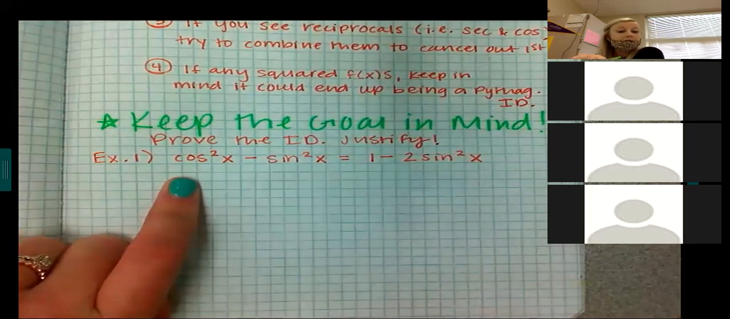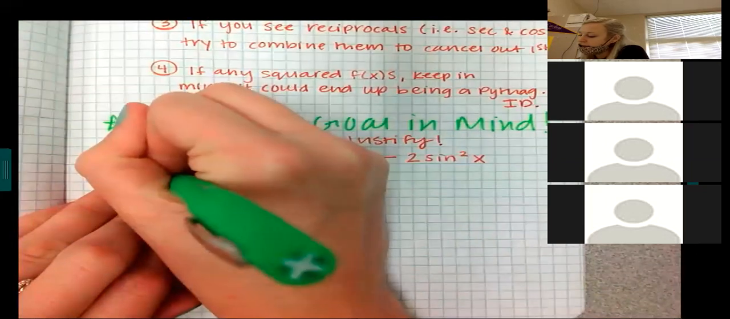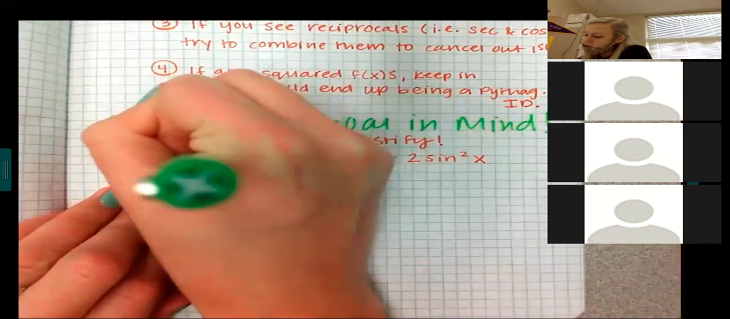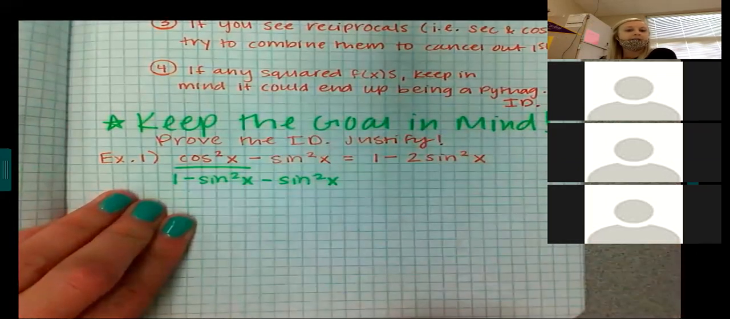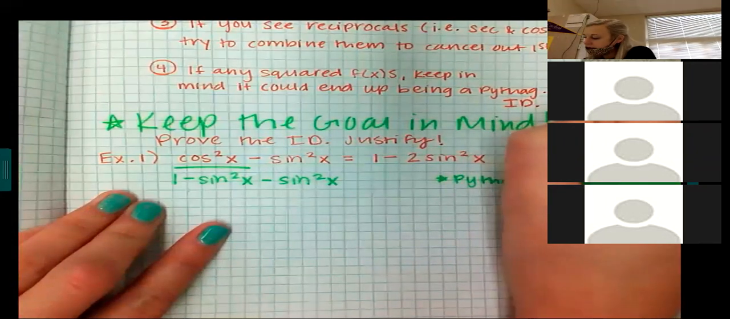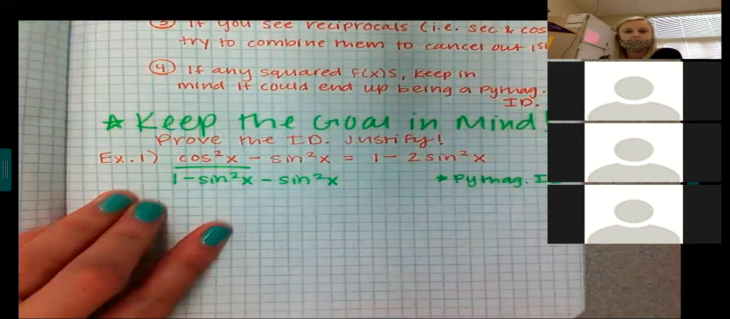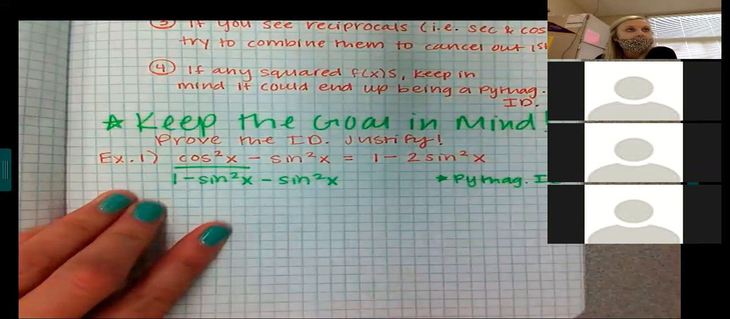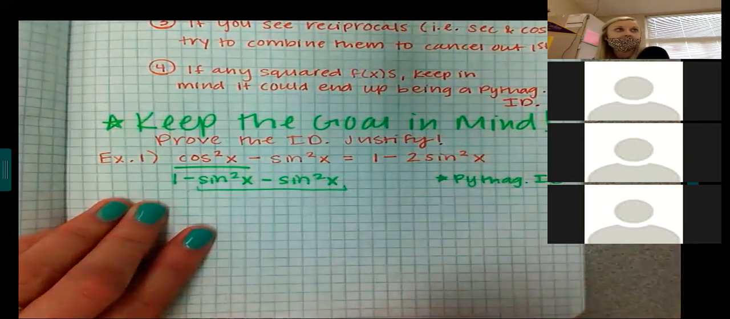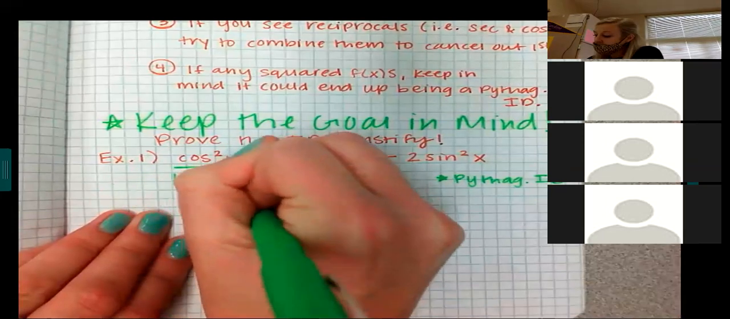Good. So I heard use the Pythagorean identity, and Anne's so smart, she already got it back there. That girl said 1 minus sine squared. Yes, ma'am, Anne. Cosine squared can be written as 1 minus sine squared. So my justification would be Pythagorean identity. Now, can I simplify? Yeah, what is negative sine squared x minus sine squared x? Negative 2 sine squared x.